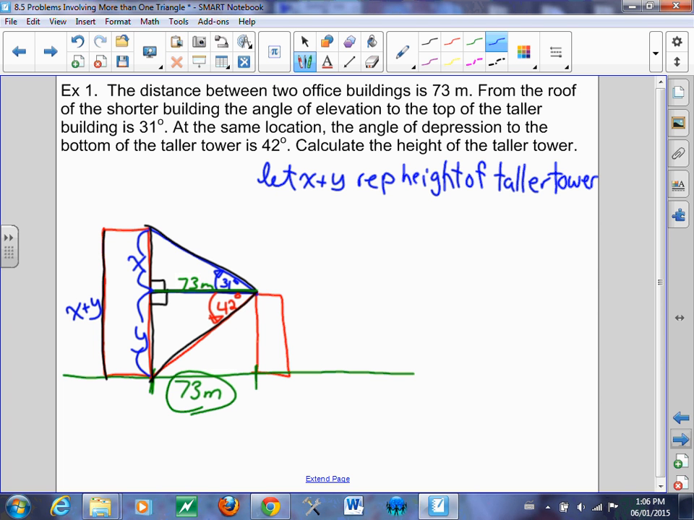All right, so let's find x first. Our angle of reference on the top triangle is 31 degrees. We have an opposite side and an adjacent side, so that's going to be tan. So tan of 31 degrees equals the opposite side, which is x, divided by the adjacent side, which is 73. X is on the top, so you cross multiply.